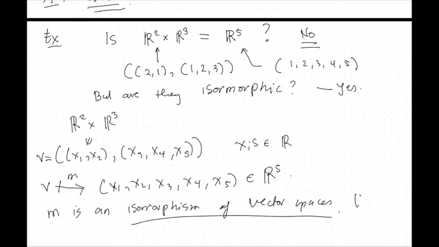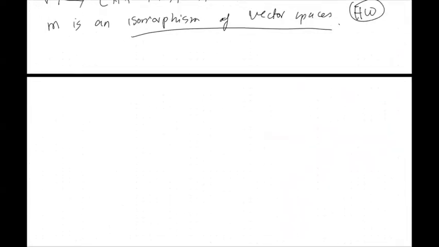And this is just a homework. If you want, you can verify it when you study. Okay, so the isomorphism is natural, as we should think, as it's just relabeling. As we had before, we can think of vector space isomorphism as saying the vector spaces are the same up to relabeling.